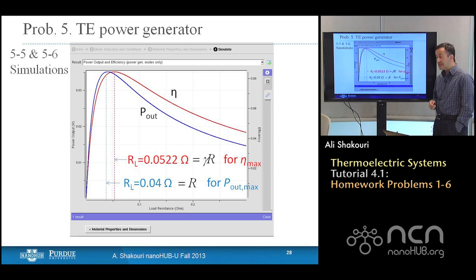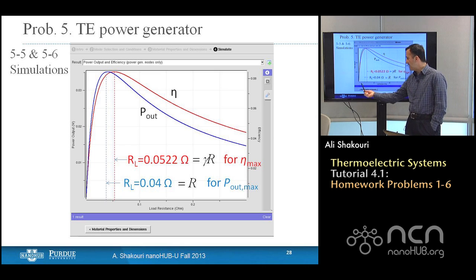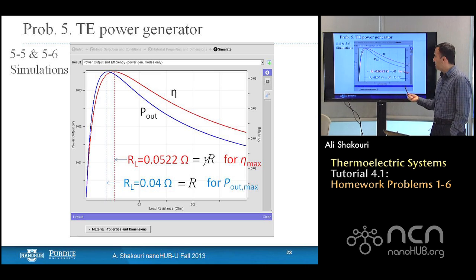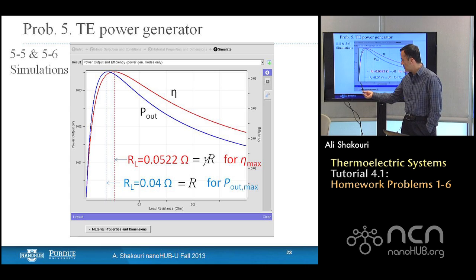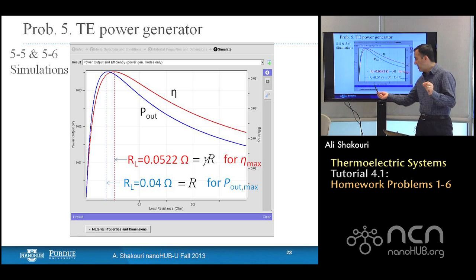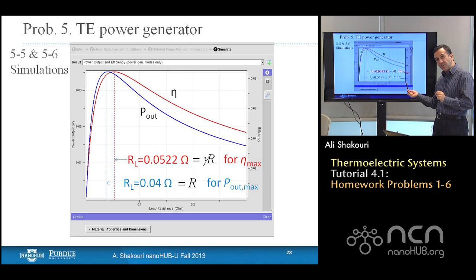In problems 5 and 6, you can calculate the maximum power as well as the efficiency of a thermoelectric power generation by systematically changing the load. This is a very instructive graph because you see if the resistance of the load is very little, you get little power out. Why? Because you get lots of current with tiny voltage across a tiny resistance at the load. That's not much power. If on the other hand load resistance is very large, you get large voltages across it, but then you cannot get current around it, so you have not much power either.